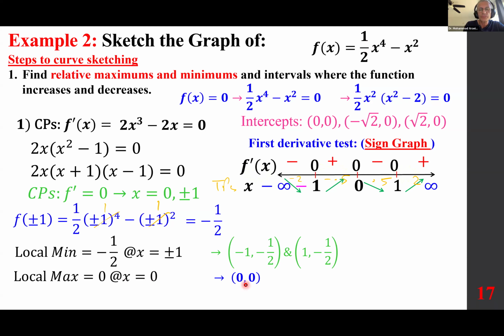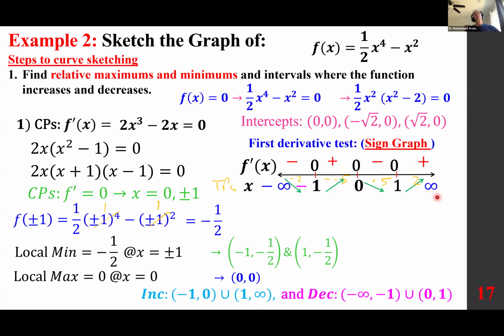Now, it's decreasing here from -infinity to -1. Also here, union 0 to 1. It's increasing here and here. That means it's increasing from -1 to 0, union 1 to infinity. And we write it in this fashion. So we are going to move on to the next page. And continue with that.